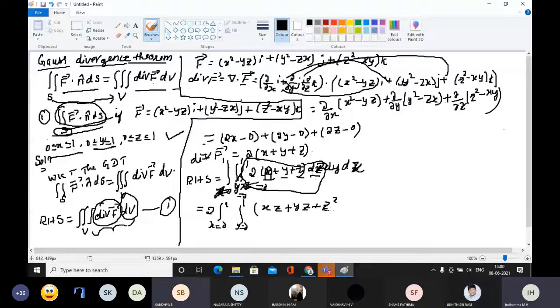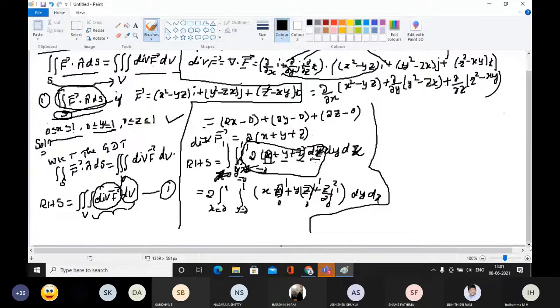I am doing integration, not differentiation. Okay, dy dx as it is. After the integration, we should apply the limit for z only, 0 to 1. Now apply the limit and simplify. Tell me the final answer, quick. Give me the answer. It is x plus y plus 1 by 2, after applying the limit.